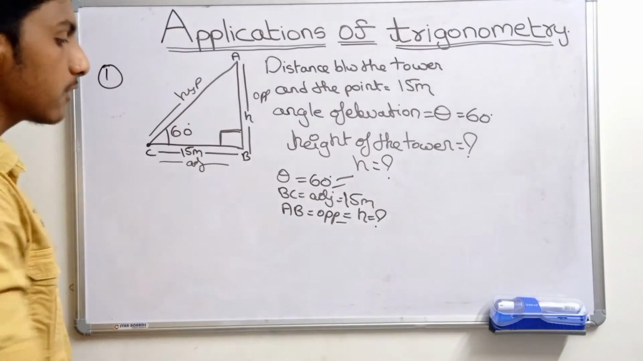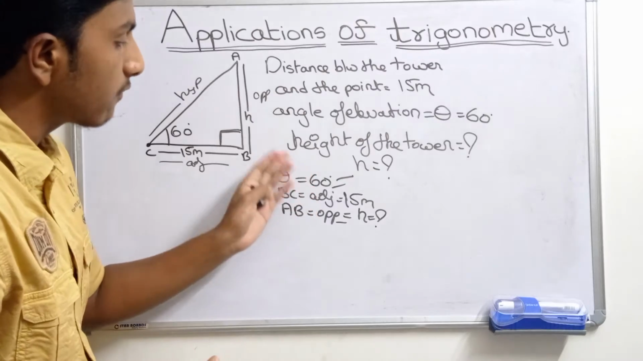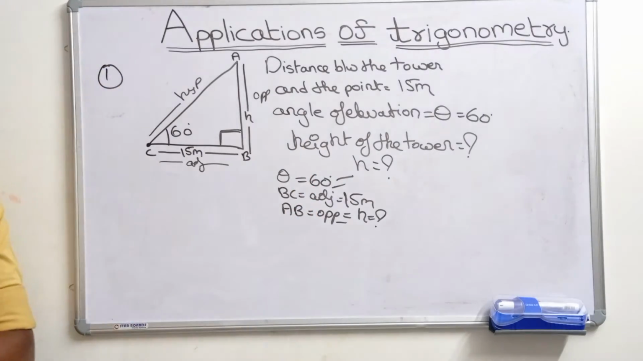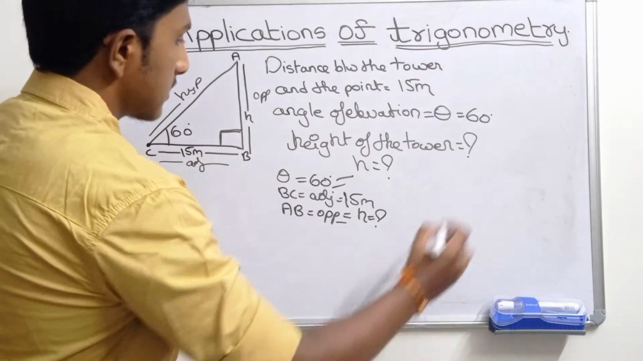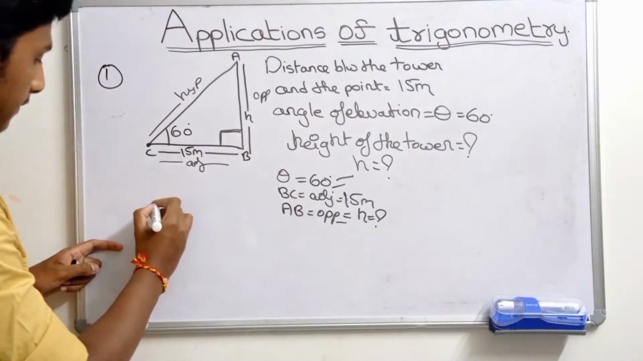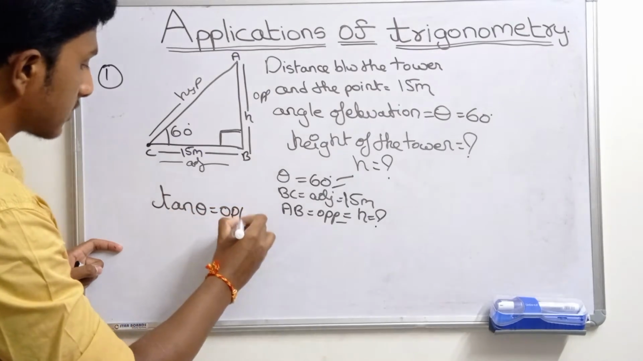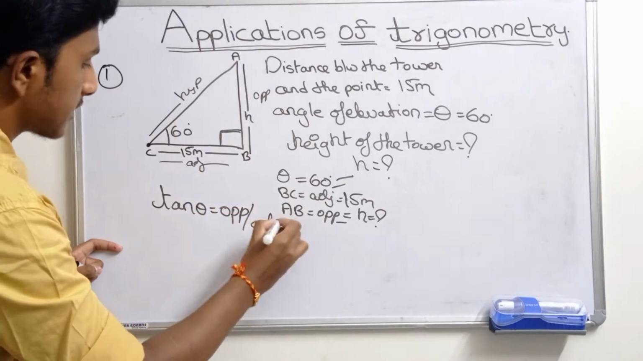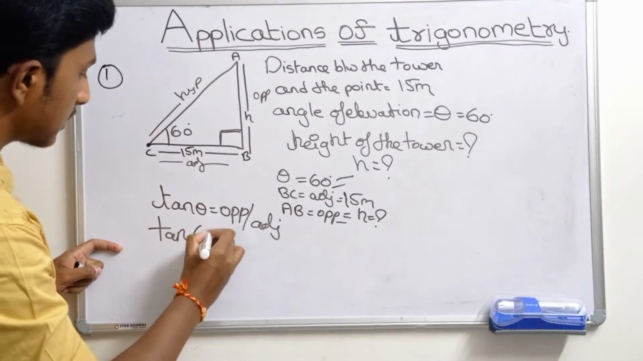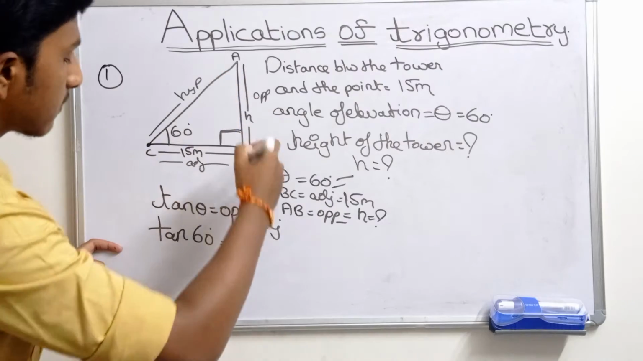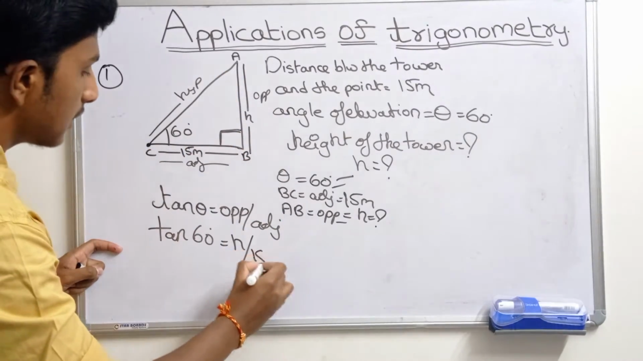So now guess the formula from trigonometry which we use for opposite and adjacent when the angle is given. Guys, come on. I hope we'll go with tan theta, because I'm writing it here. Tan theta is equal to opposite by adjacent, where theta is 60 degrees, the opposite side is h, which is the height of the tower, and the adjacent is 15 meters.